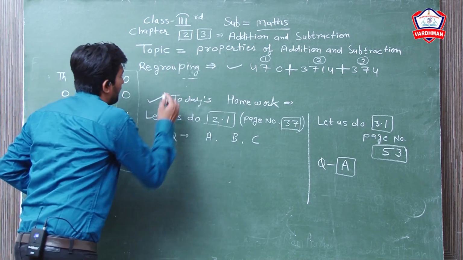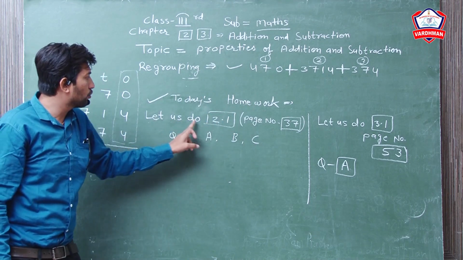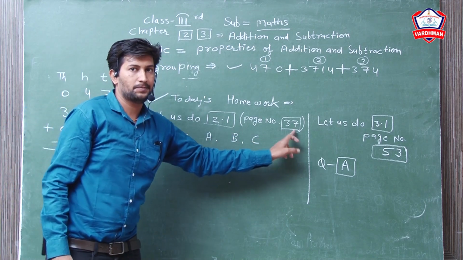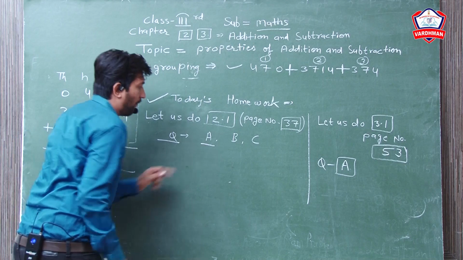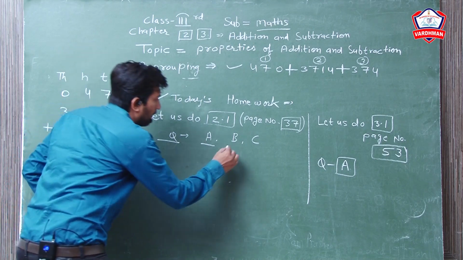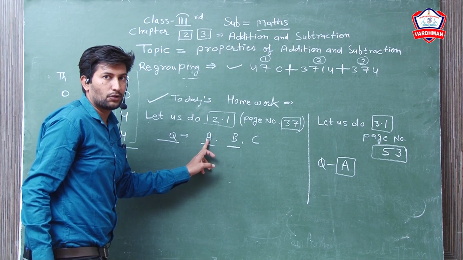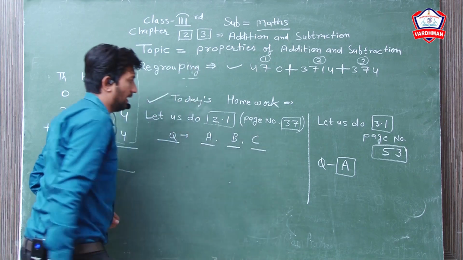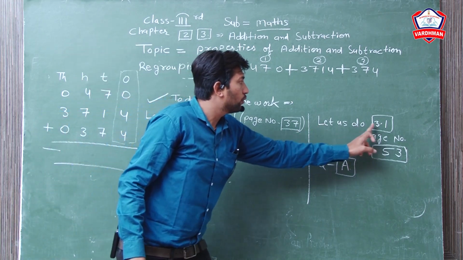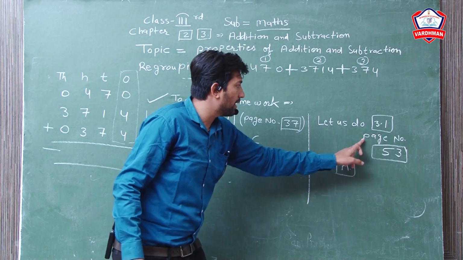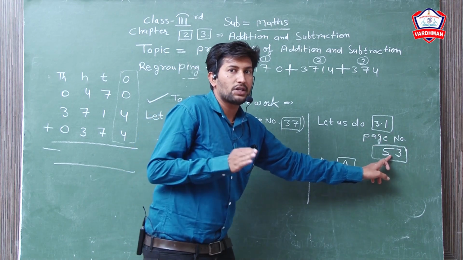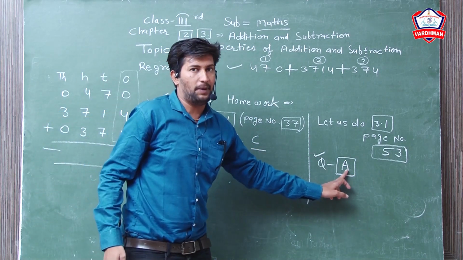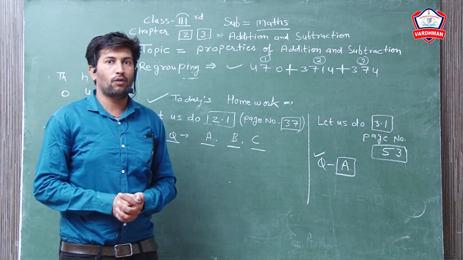Now today's homework is here. First, let us do exercise 2.1, page number 37. You have 3 questions. First question has 5 parts, 1 to 5. Question A has 5 parts, second B and third C. You can solve easily. Now second, let us do exercise 3.1, page number 53. It is also the same as this homework. Question A also has 5 parts. You will solve it in your homework. Thank you.